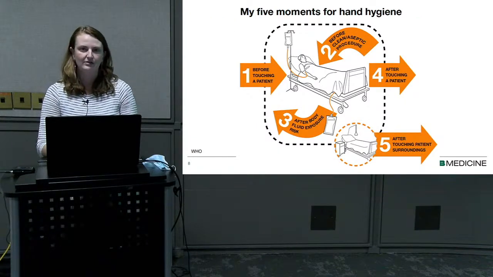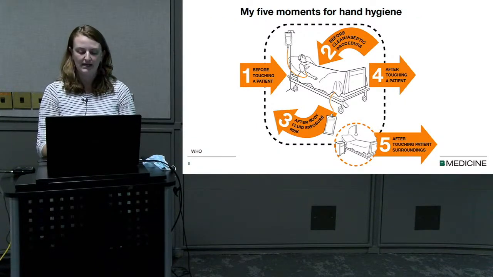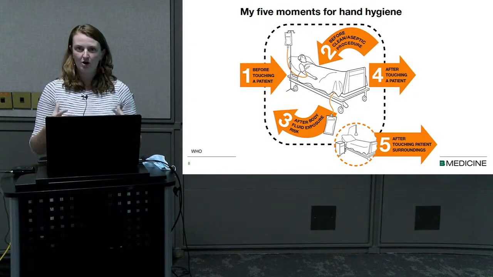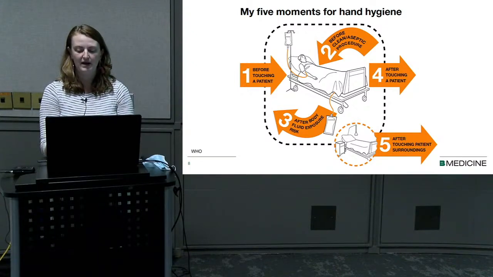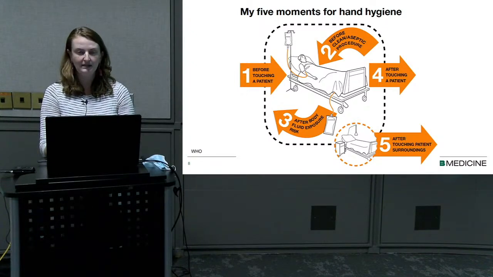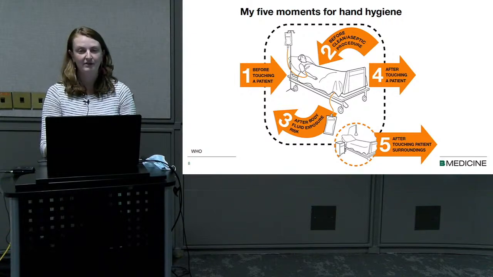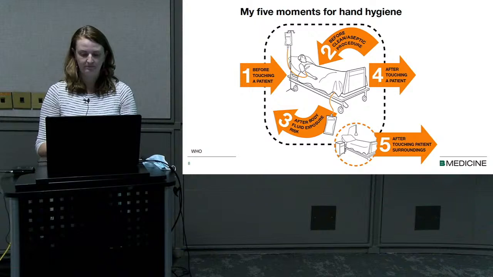And that is detailed in the WHO guidelines on hand disinfection, specifically your 5 moments of hand hygiene. This should be done by all healthcare workers with every patient encounter. And so hopefully this will serve as a reminder that hand hygiene remains a basic yet imperative aspect of preventing healthcare person infections in the workplace.